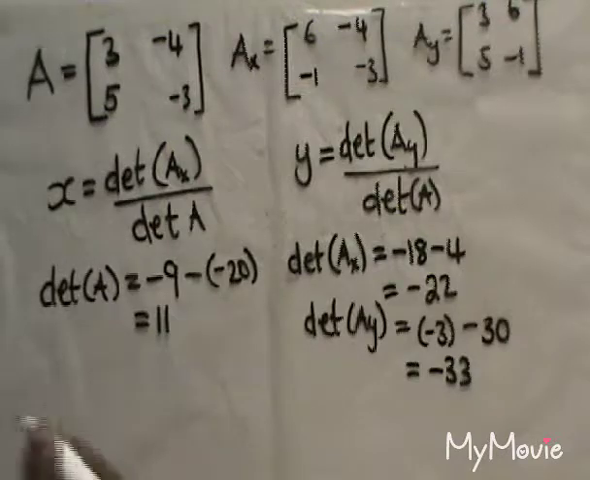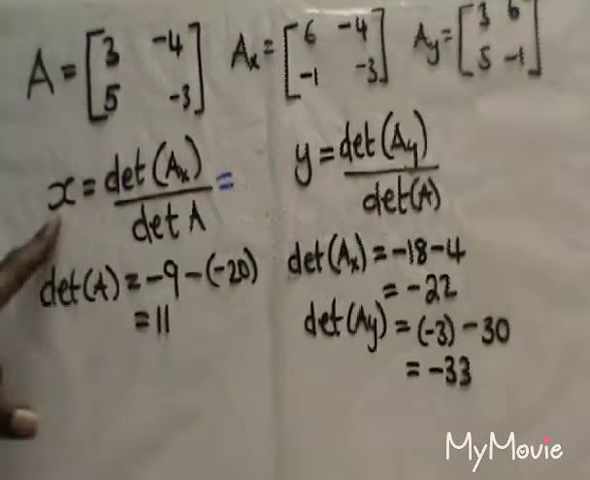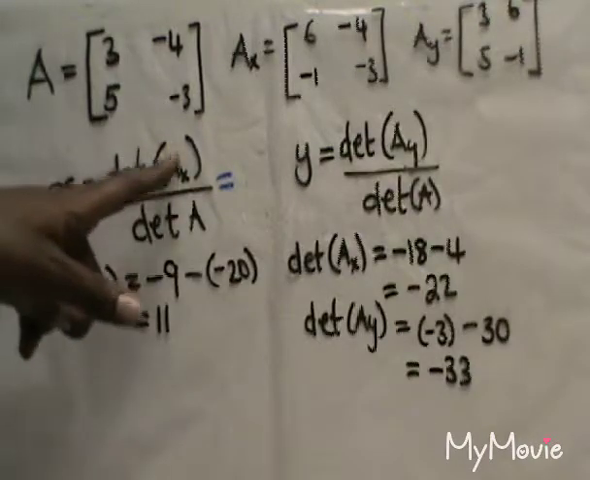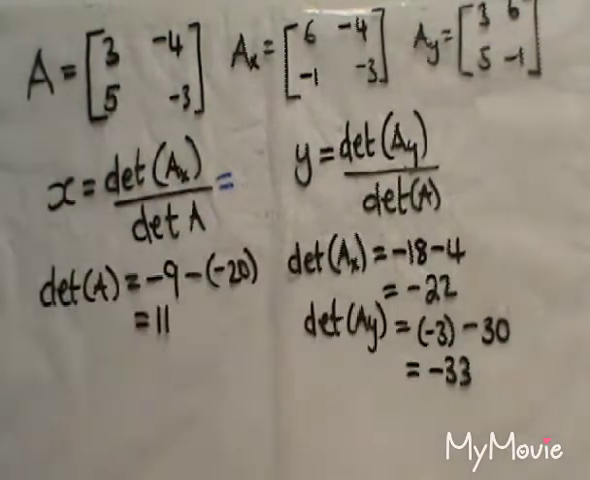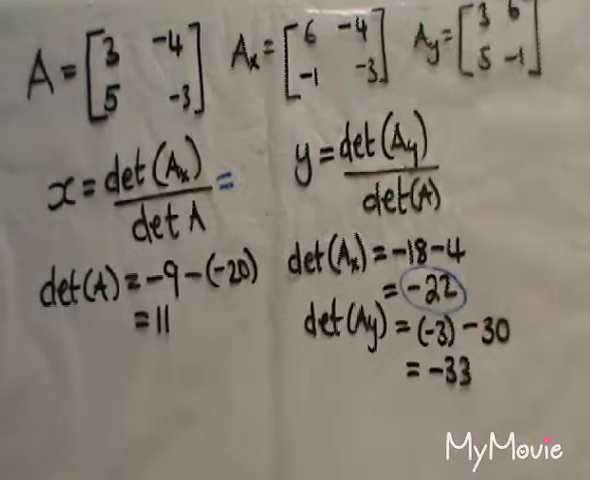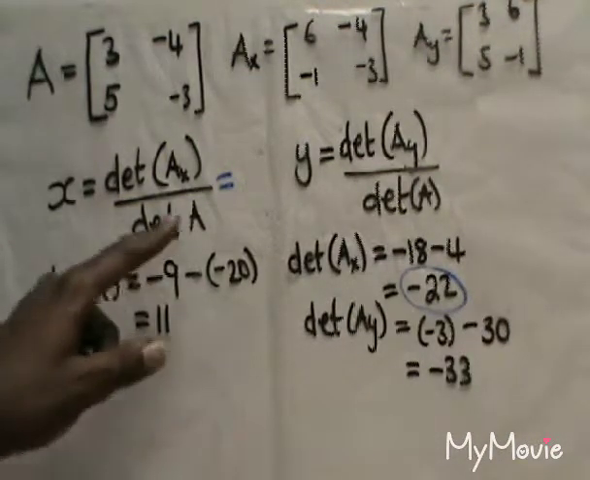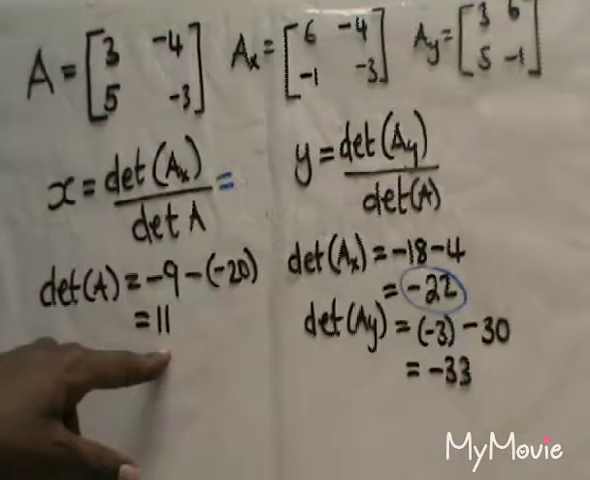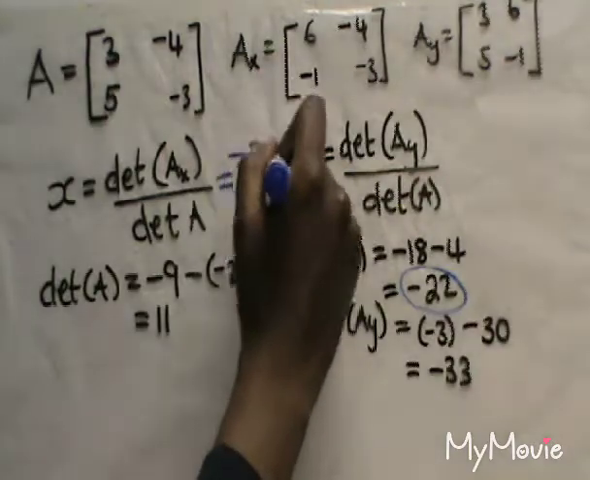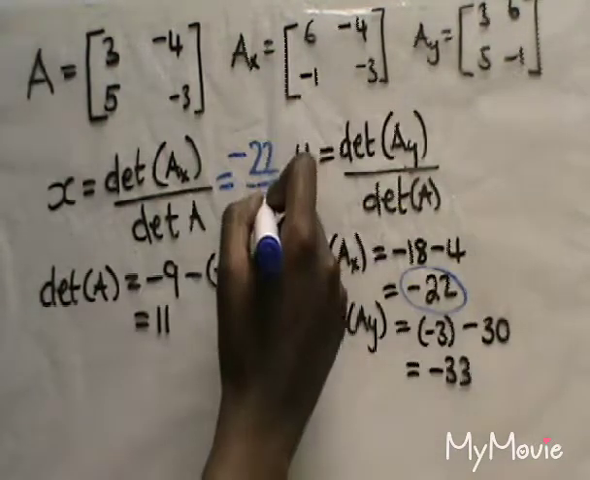Okay, so over here, I will just continue over there. I'll make some space later on if I need to. Okay, so we say the value of x is equal to the determinant of A sub x, which we got over here. We said it is minus 22, and the determinant of A is 11. So we just say this is negative 22 over 11.